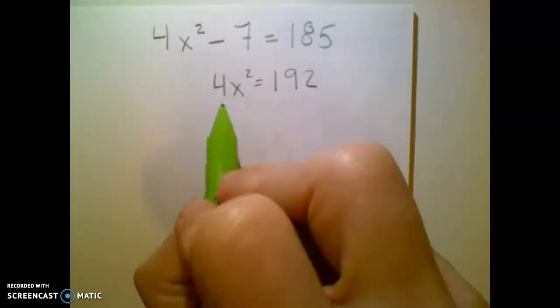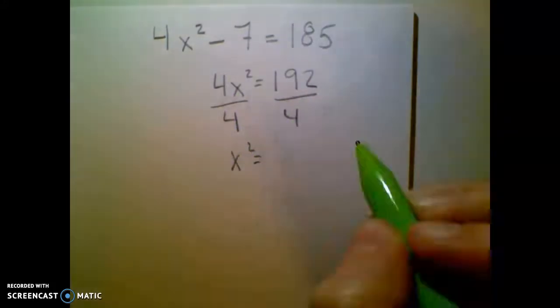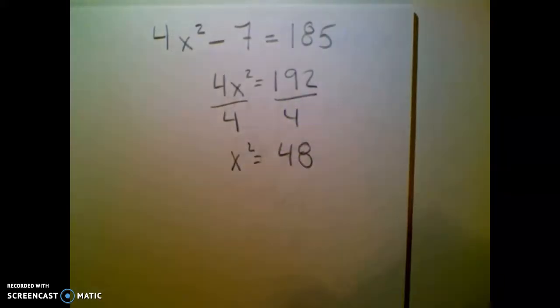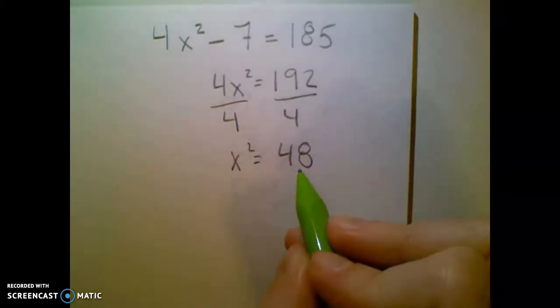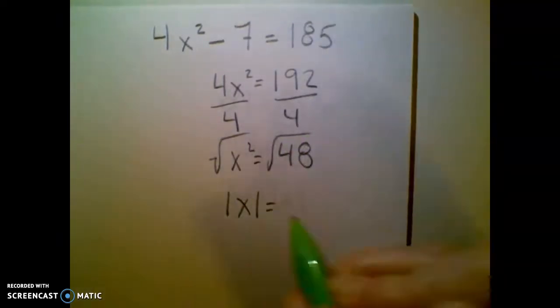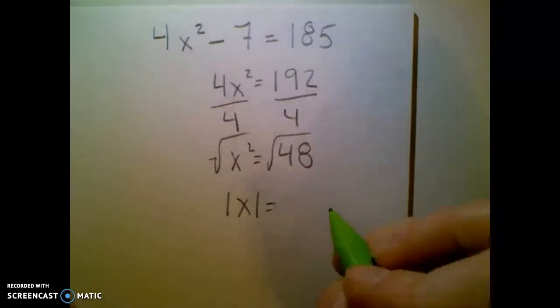All right, again, x squared, so divide by 4, divide by 4. X squared equals, if you divide this, you get 48. Okay, same process. It's positive. I'm going to have 2 different answers, so square root, absolute x equals, and again, you probably can skip this stage once you get better at it, but for now, I'm just going to keep doing it.